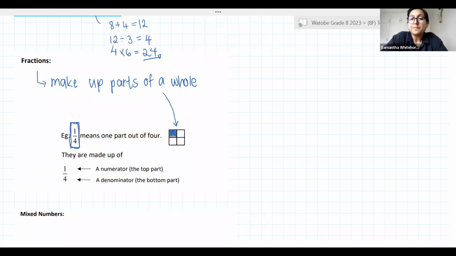As Blessed said, a fraction is made up of a numerator, which is the top number, and a denominator, which is the bottom number. We'll chat about what all of this means as we start to practice our fractions. You can see that the denominator represents how many parts in total make up the whole, and the numerator represents the specific part of the whole that I'm talking about. So here, the 1 represents the 1 shaded block, and the 4 represents how many blocks I had in total.